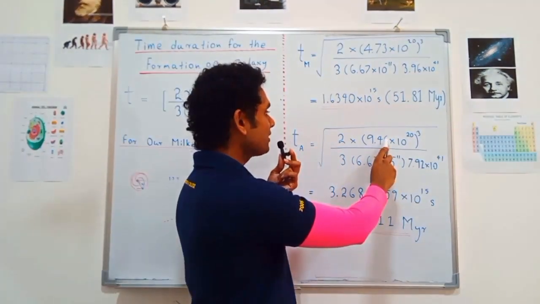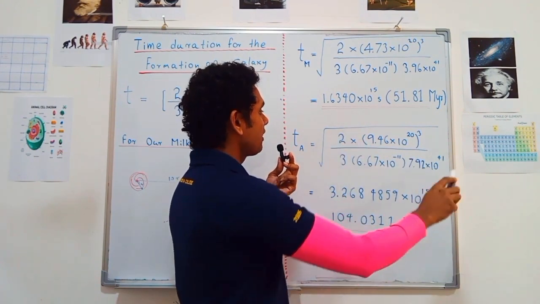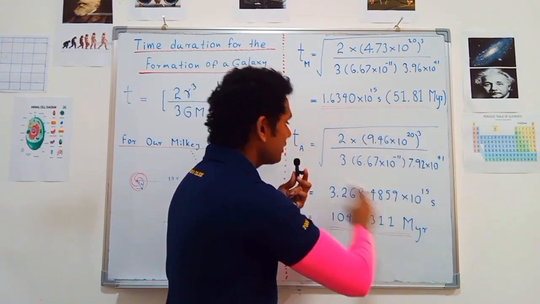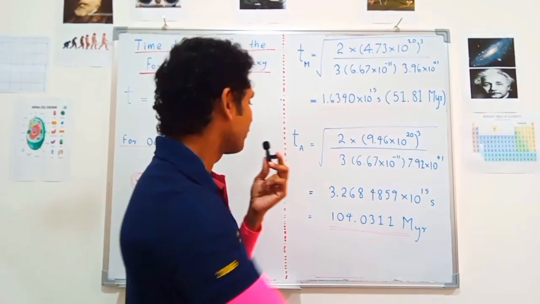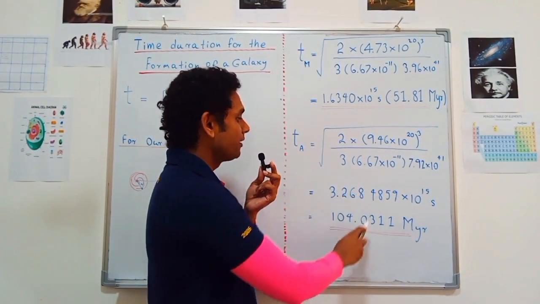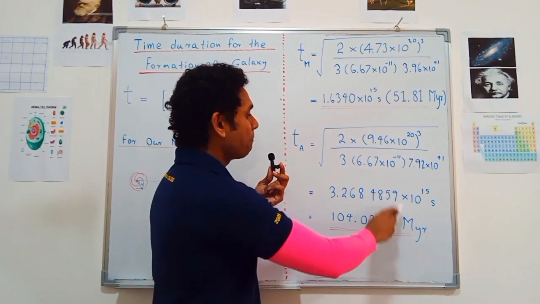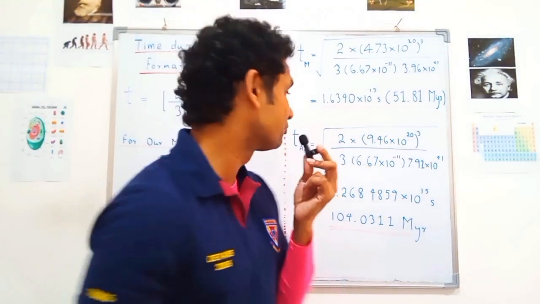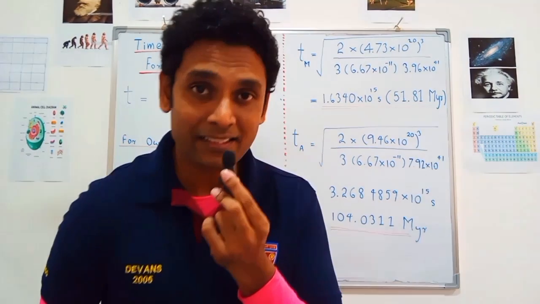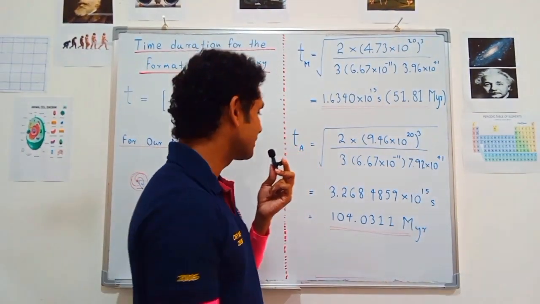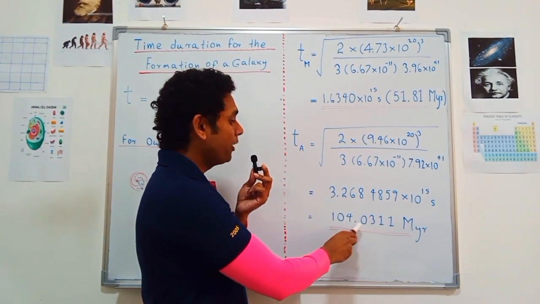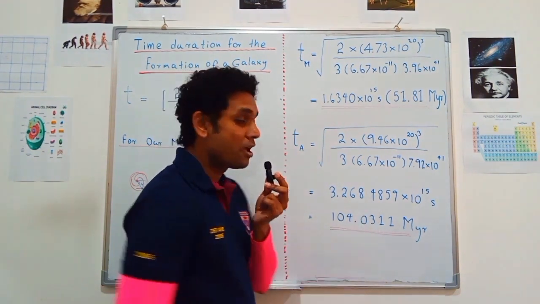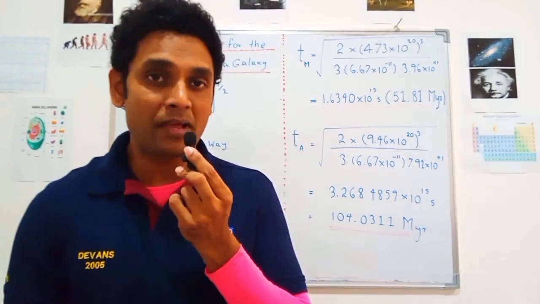So finally, after calculating this part, you get a value of 3.2684859 multiplied by 10 to the power 15 seconds. This is in seconds, and if you convert into years, 104.0311 million years will come as the answer.